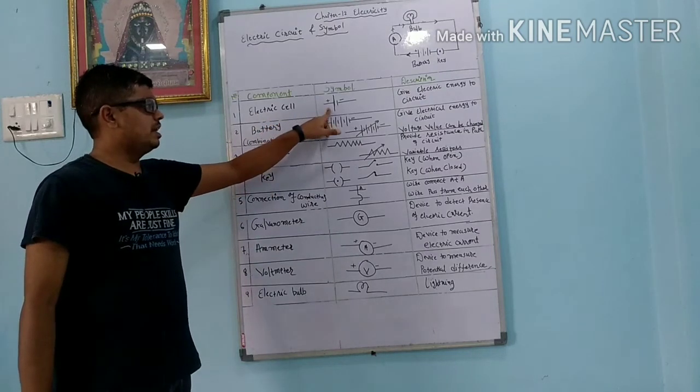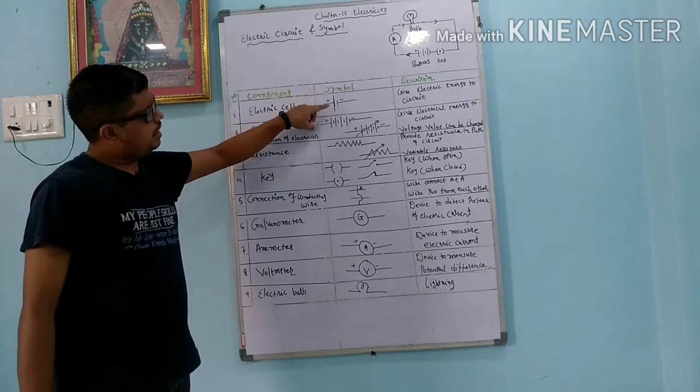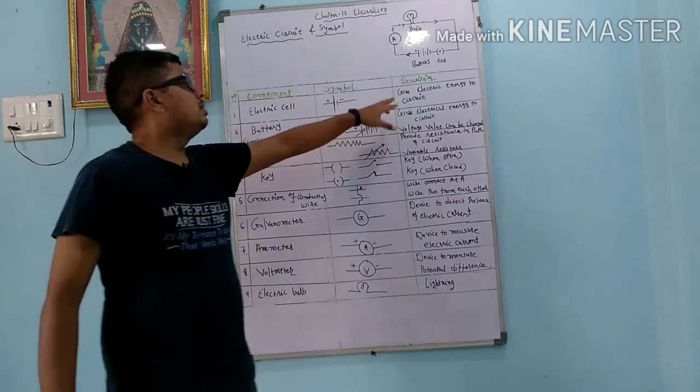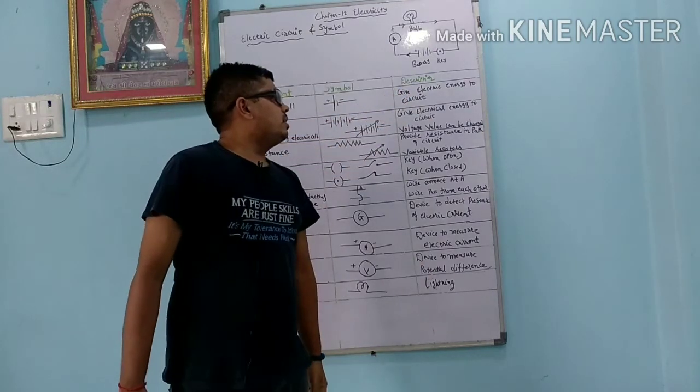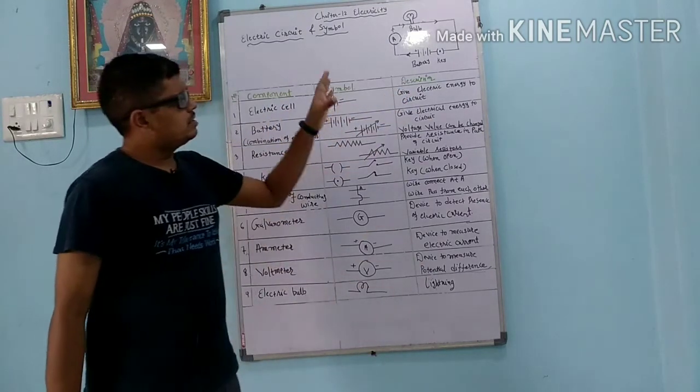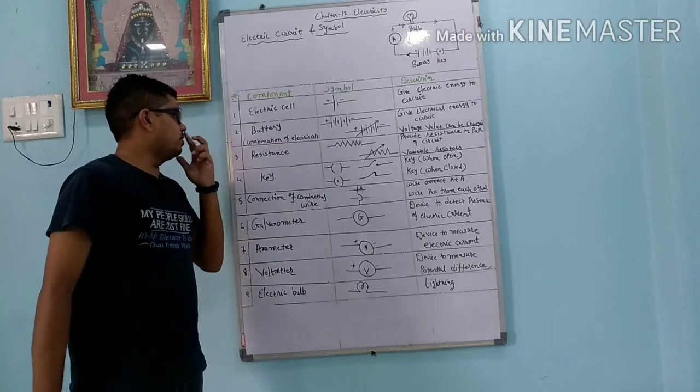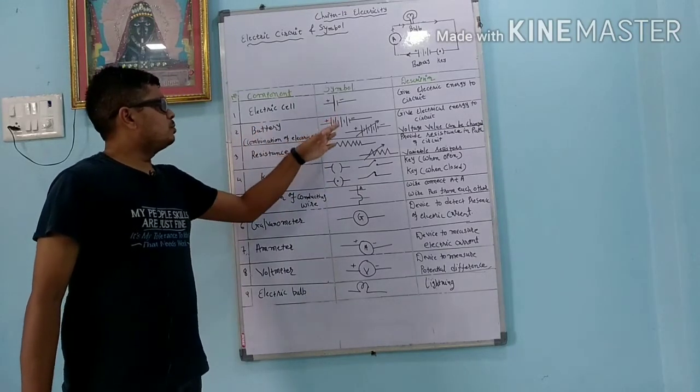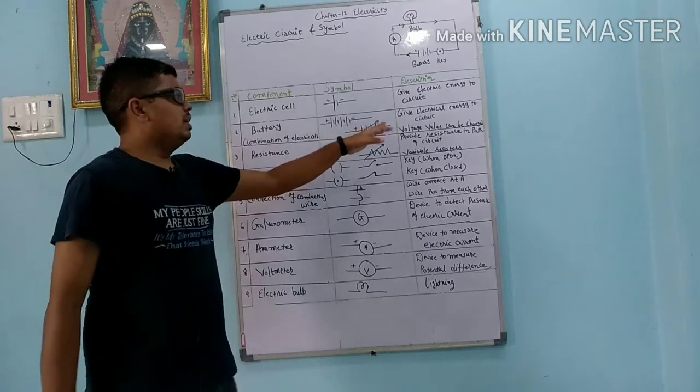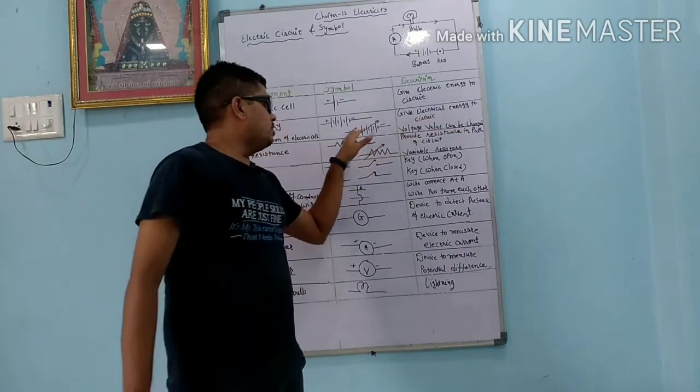Electric cell is represented like that: a big line, a small line, plus, minus. The description is that it gives electric energy to the circuit. So in any circuit, the electric energy is given by the electric cell. Battery is a combination of so many cells. Okay, it gives electric energy to the circuit.